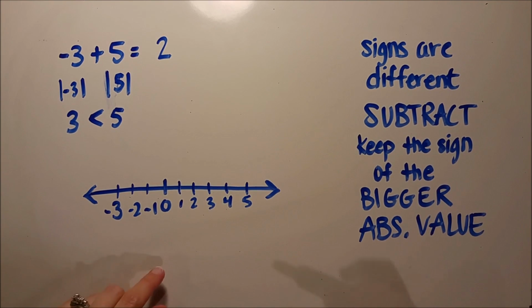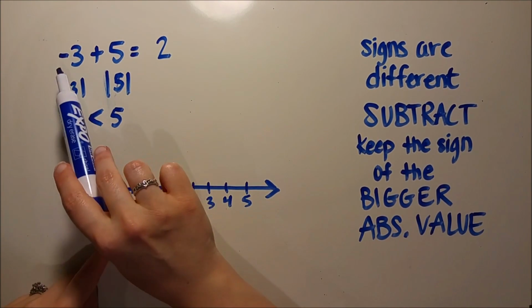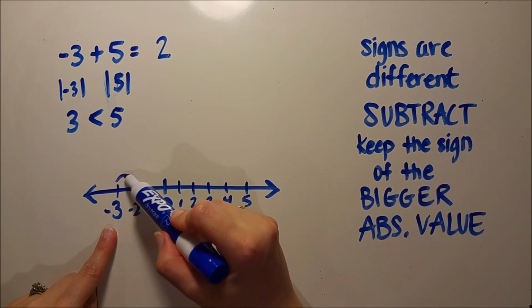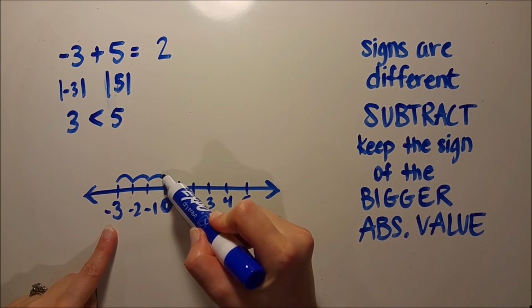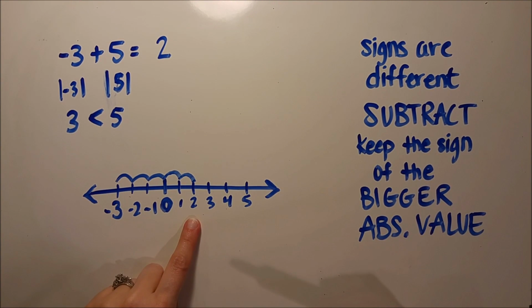Okay, so here's our 0. We started at -3, and we do plus 5. 1, 2, 3. Look at that. We're going past 0. We landed at 2.